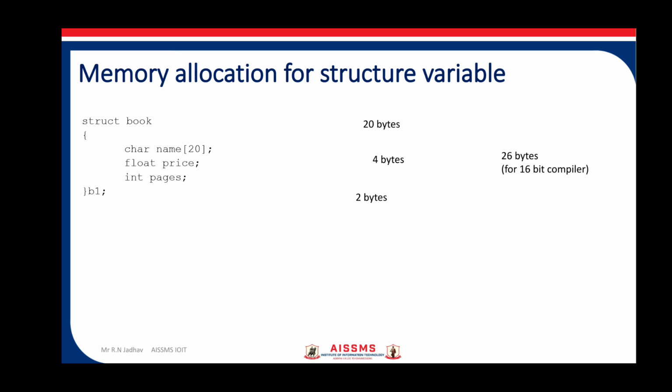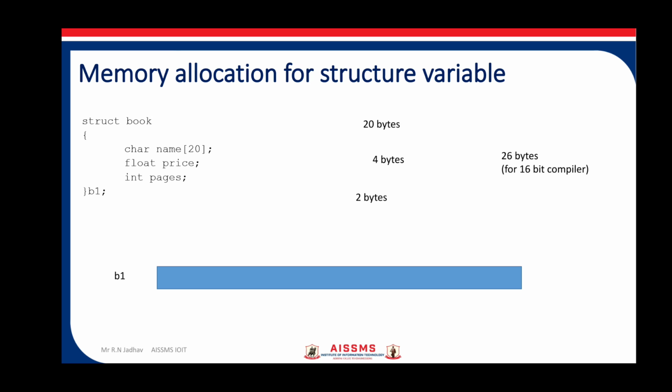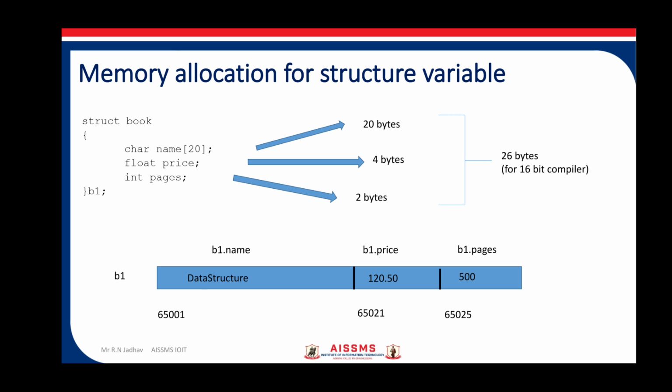Here it is b1. So how is memory allocated? For variable b1, a block of 26 bytes will be allocated. It may start from any address, and this memory block is divided into different parts. The first part is for the name of the book, the second is for the price, and the third is for the number of pages. And how can I access this? By using a dot operator. So these are the memory requirements for each element of a structure.